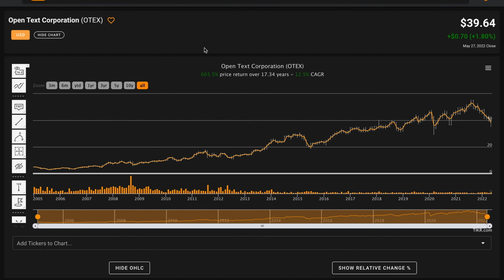So this is just a beginning understanding of the financials of the business. If you're interested in learning more, I highly recommend checking out their annual letters and looking at other corporate filings to get a more in-depth and nuanced perspective of OpenText.